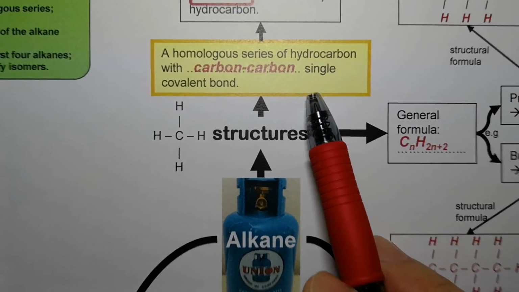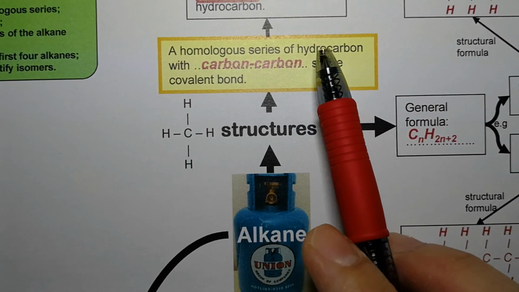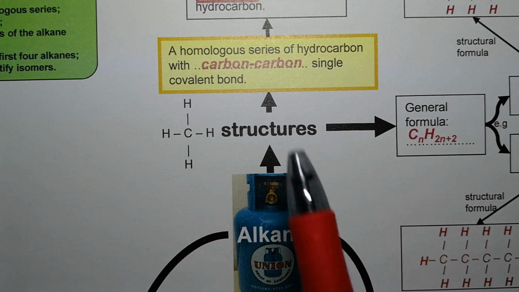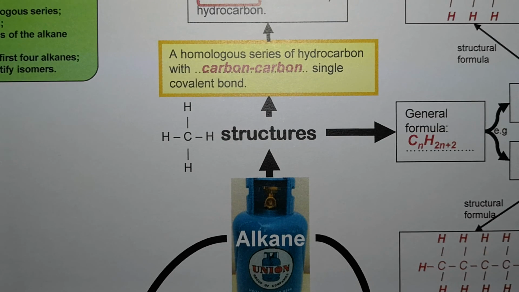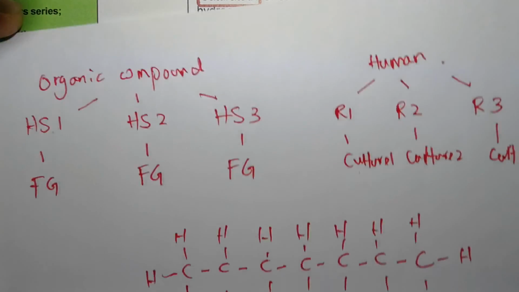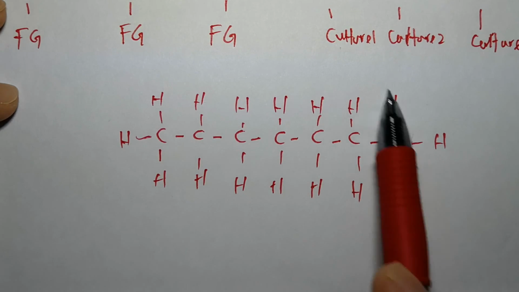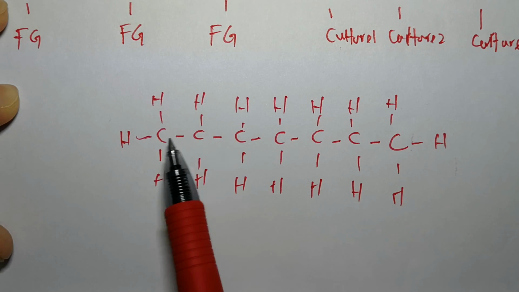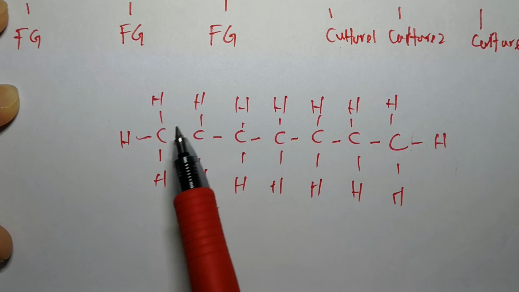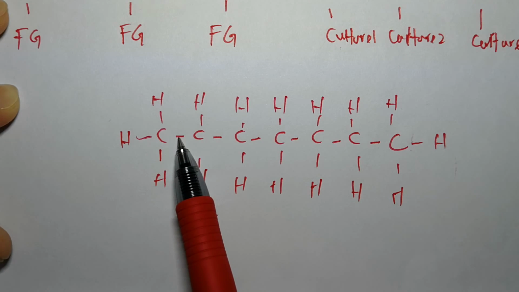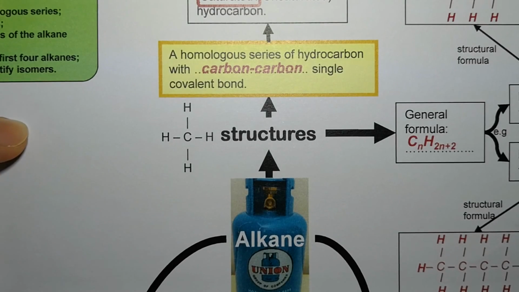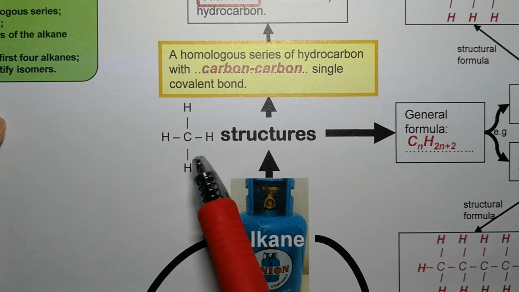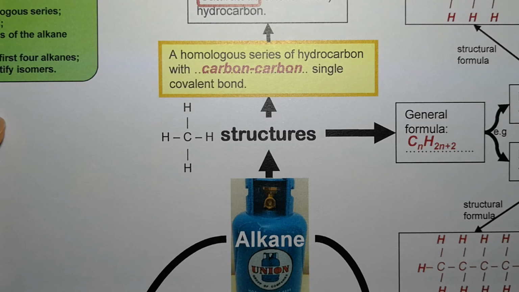Alkane is a homologous series of hydrocarbons, that means only hydrogen and carbon, with carbon-carbon single covalent bonds. So the carbon and the carbon are bonded by a single covalent bond. An example would be this one. This is an alkane because all the carbon atoms are bonded by single covalent bonds, which means that they share one pair of electrons. Another example would be methane, where there is only one carbon atom.